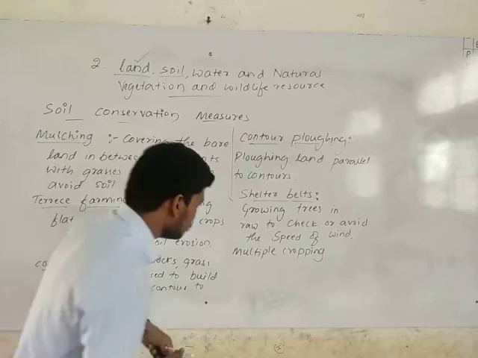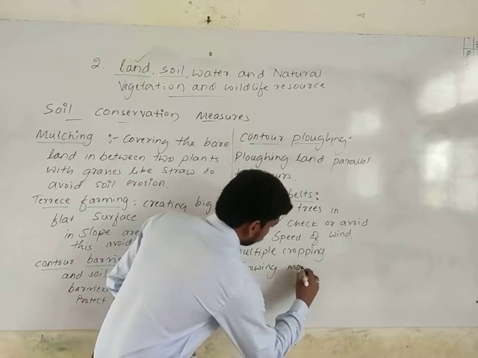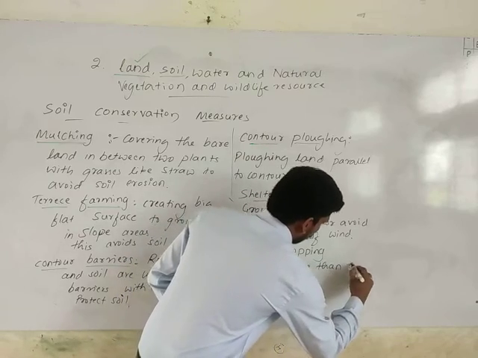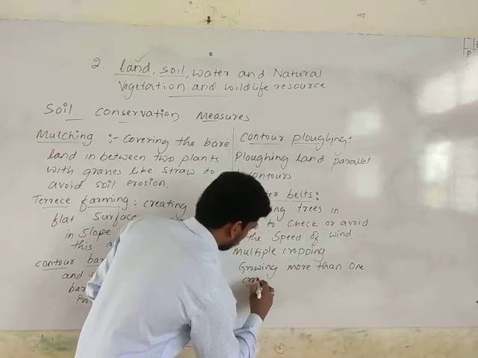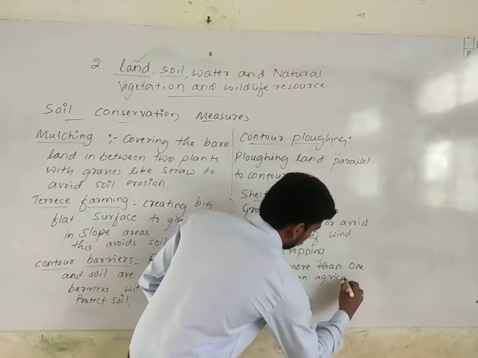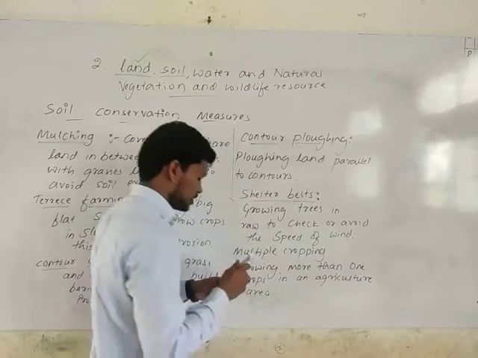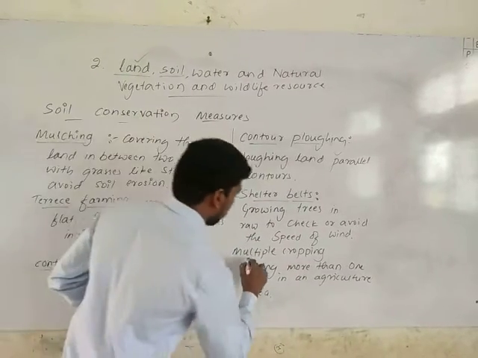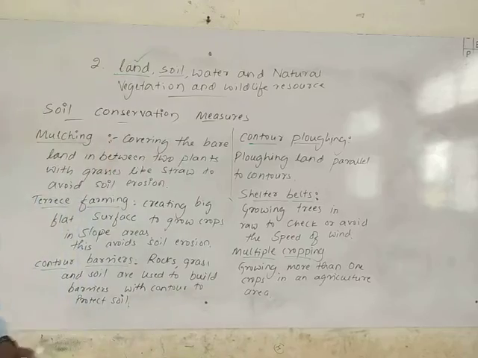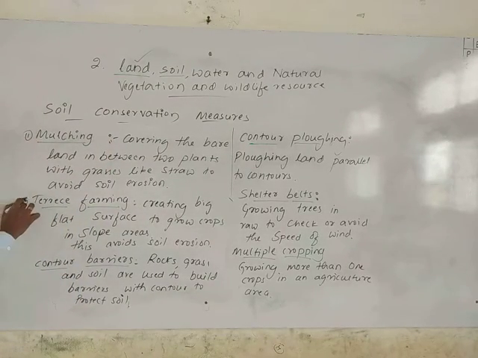What is multiple cropping? It's growing more than one crop in an agriculture area. This is called multiple cropping. So these are the 6 important methods.